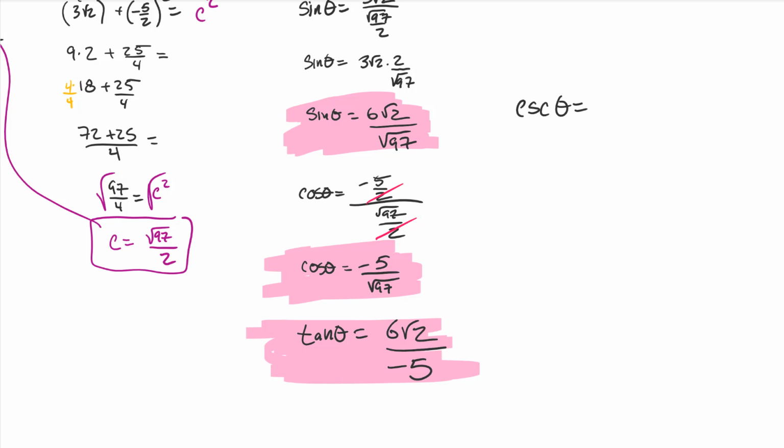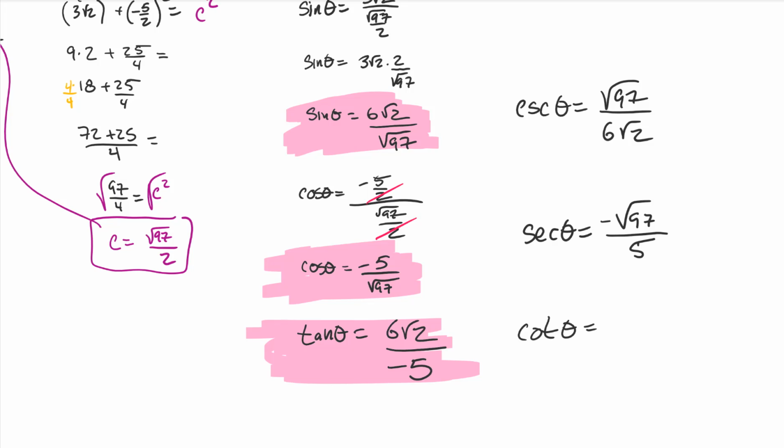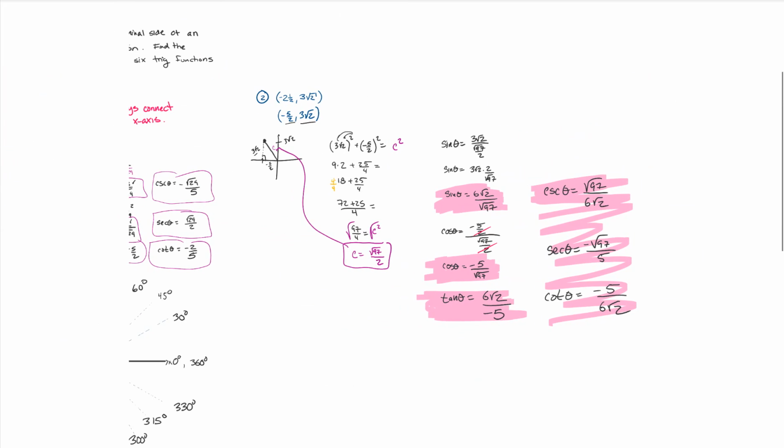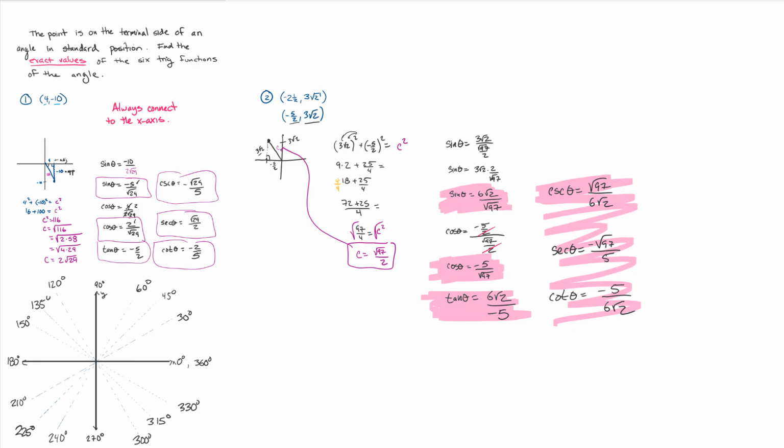So cosecant of theta is going to be root 97 over 6 root 2. Secant of theta is going to be root 97 over negative 5. And it doesn't matter where you put that negative. It can be up top, up front, down below. Makes no difference. And then we got negative 5 over 6 root 2. And there is the rest of our solutions. Cool. Be good at this game. Maybe not right this second, but get good with this game. You're going to have to play it the whole semester. So, all right. There.